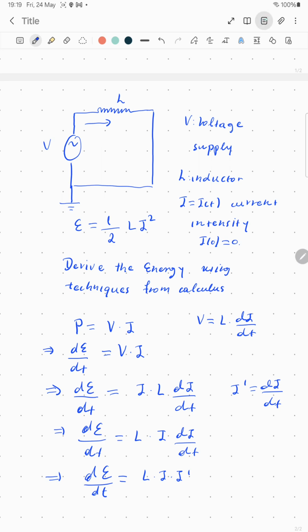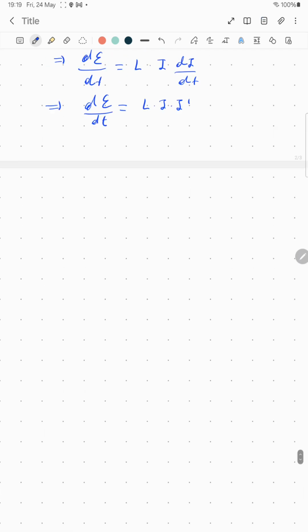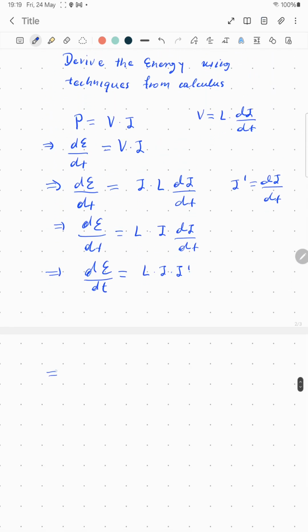So we have reached this point. Now what we need to do is the following. dE equals L I prime dt. dE equals a half L d dt of the current intensity squared. I will explain why we write it like this.